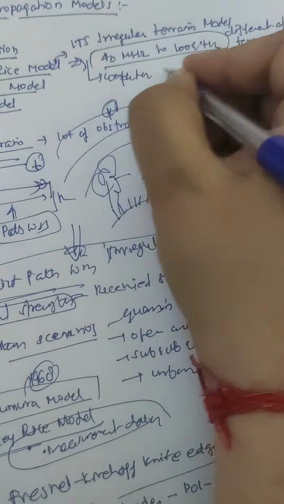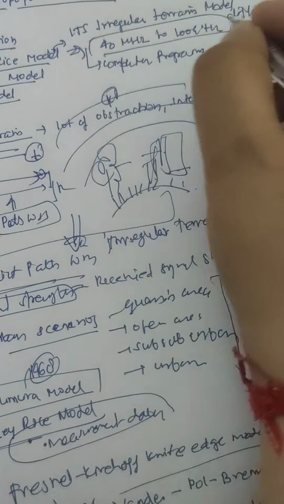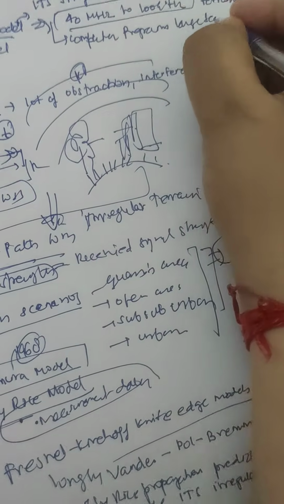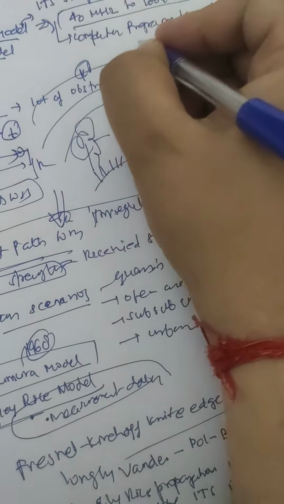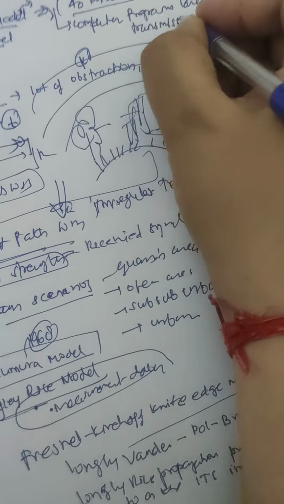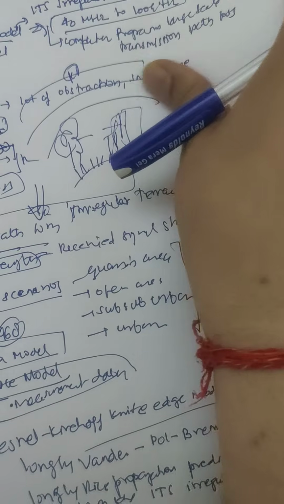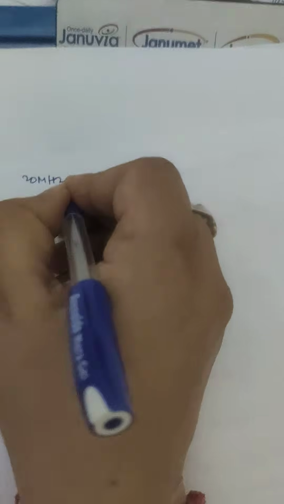It is available as a computer program to calculate the large-scale median transmission path loss relative to the free space loss over irregular terrain for a frequency between 20 megahertz and around 10 gigahertz.